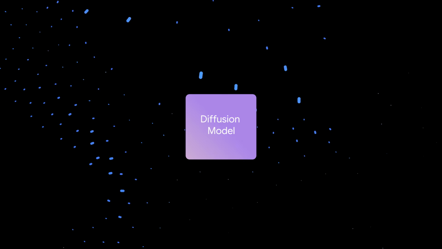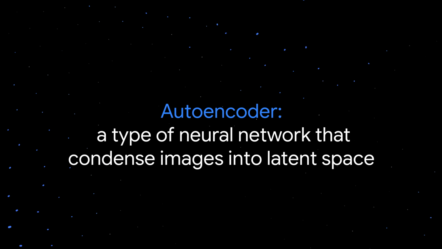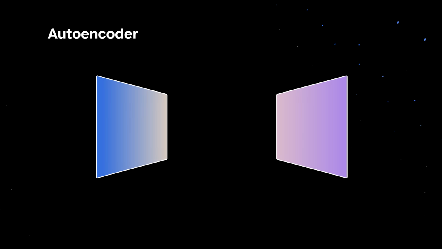Okay, so we've tackled that first problem, helping the model to maintain consistency across frames. But we still have the issue of this whole thing being way too computationally demanding. We're going to use a technique called latent diffusion, which makes this whole process a little more computationally tractable. In addition to our transformer diffusion model, we're going to introduce a second ML model into the mix, which is known as an autoencoder. Autoencoders are a type of neural network that condense images into latent space. They have 2 components, the encoder and the decoder.